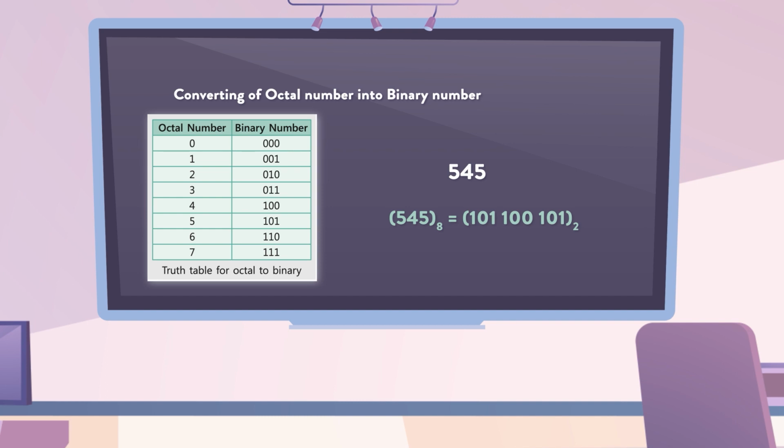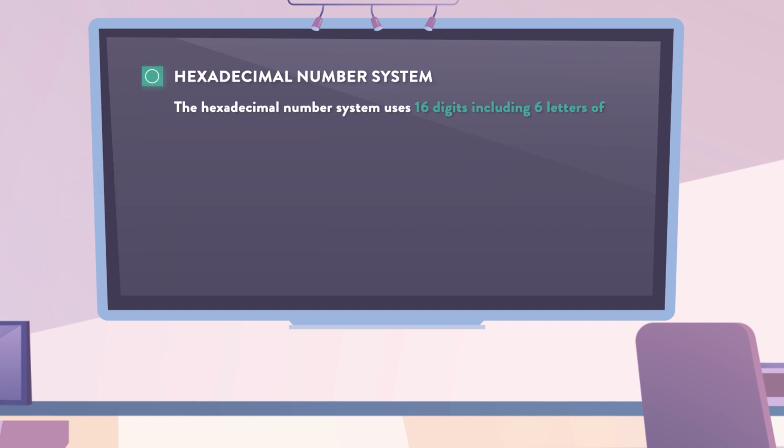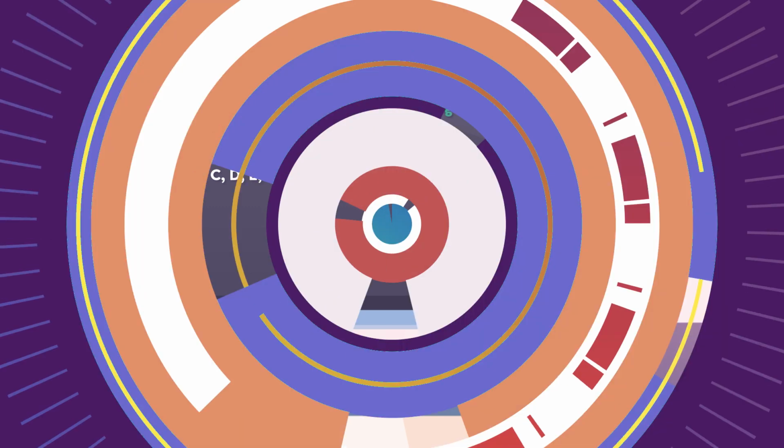And now we have our fourth and last, the hexadecimal number system. It uses 16 digits including 6 letters of the alphabet, which is where its name comes from, because hex means 6. These digits and letters include the symbols 0 to 9 and letters A to F. The table below shows numbers in different number systems.